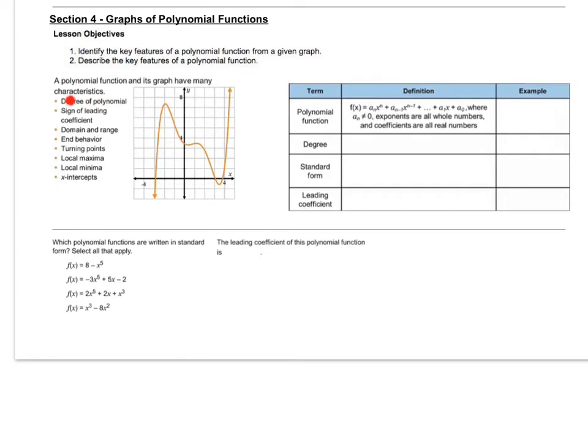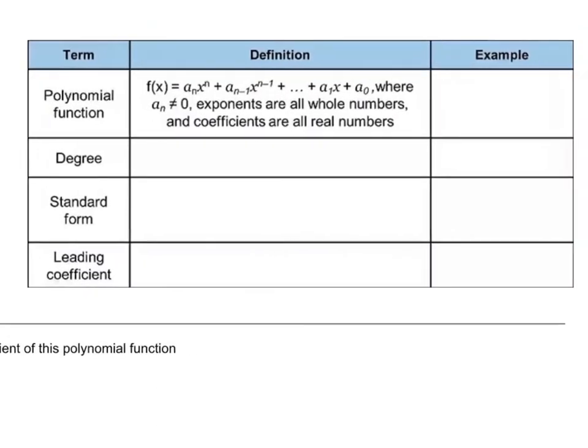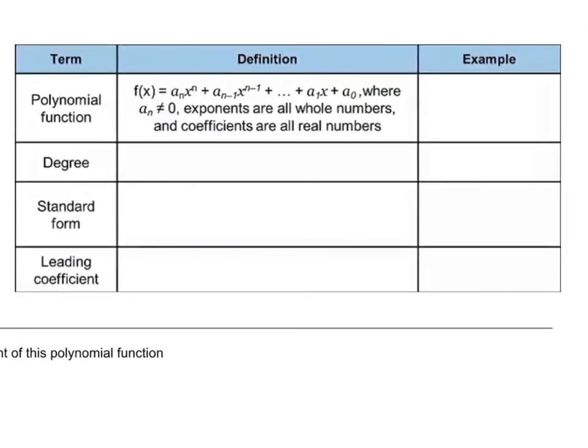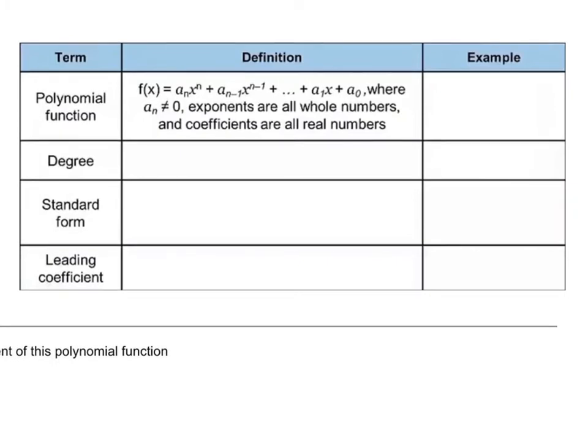So a polynomial has a degree, has the sign of leading coefficient, has a domain and range, has end behavior, has turning points, has local maximum, local minimum, and it has x-intercepts, okay? We need to be able to figure out all of these things given an equation or given a graph. So let's talk about some terms that we have here, and I'm going to try and put this in the simplest terms.